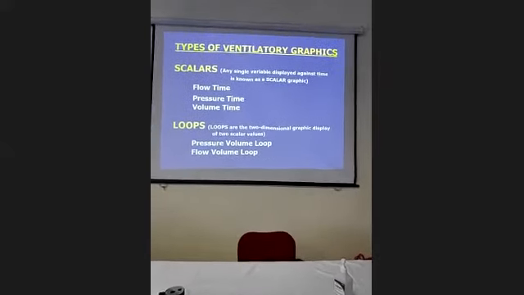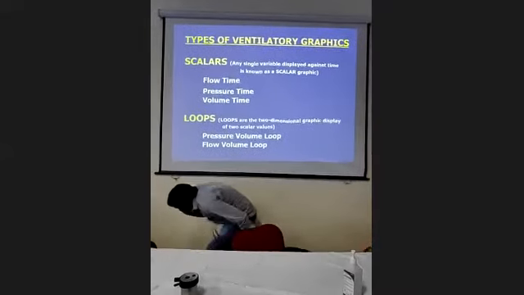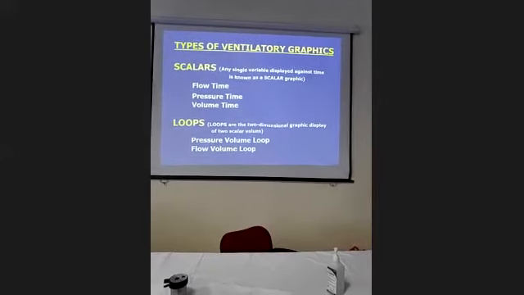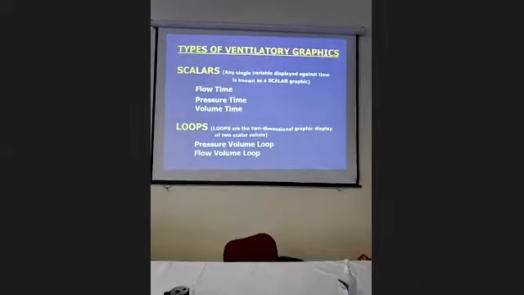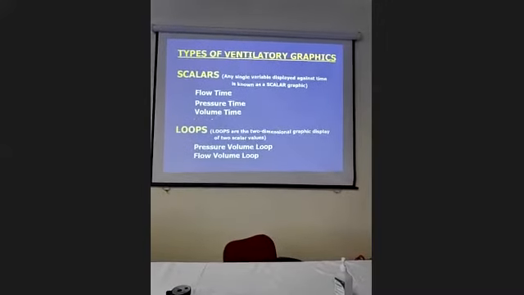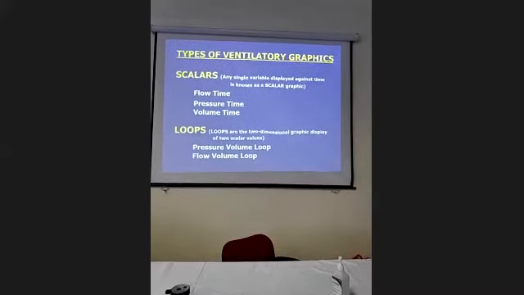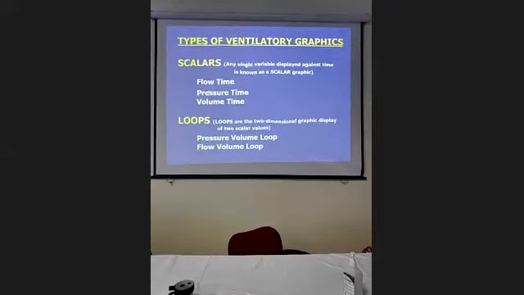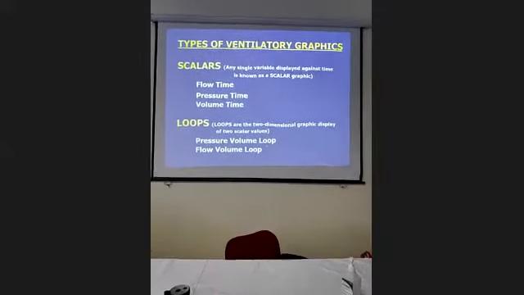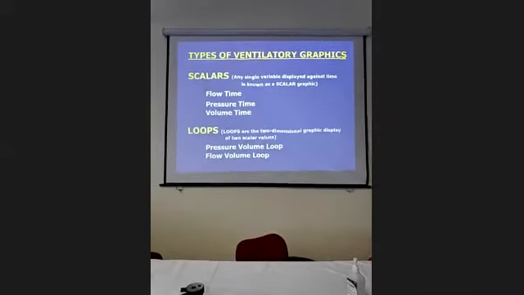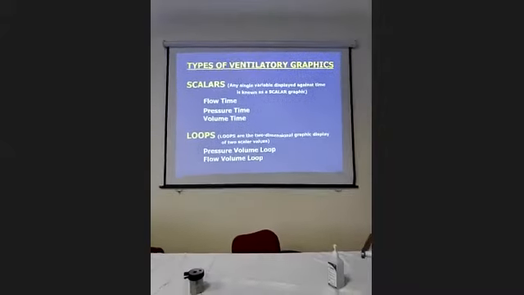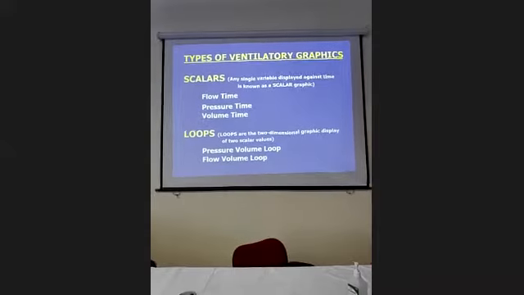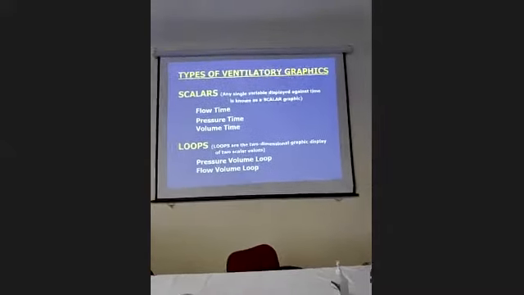Then come the loops, the most important to understand the complexity. When you go for high advanced ventilation, then loops are very important. One is the pressure volume loop, another is the flow volume loop. Pressure volume loop means you have combined one variable with another variable. When you draw a graph consisting of two variables, we call it a loop. So loops may be either pressure volume, or flow drawn against volume. Again, these two are very important for understanding compliance and resistance, or you can say to understand the lung mechanics. Now we go to the next slide.